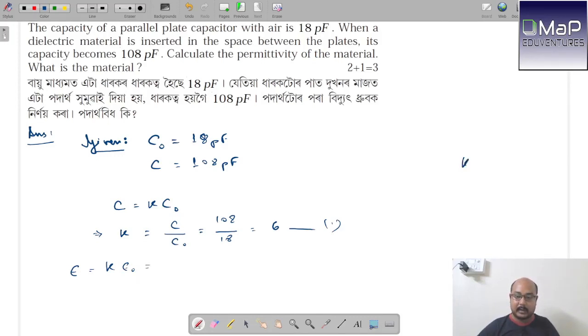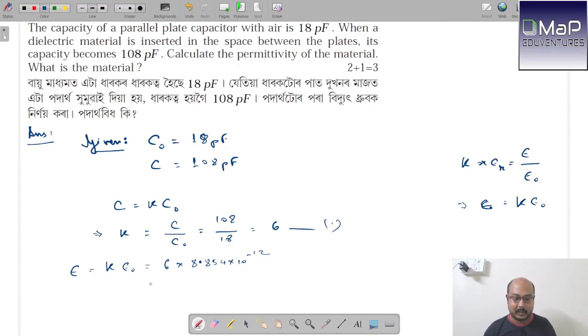K, or the relative permittivity epsilon r, is defined as the ratio of the permittivity of the material divided by the permittivity of free space. So following this relation we can write epsilon is equal to K times epsilon naught. Now K is equal to 6 and the value of epsilon naught is 8.854 into 10 to the power -12.